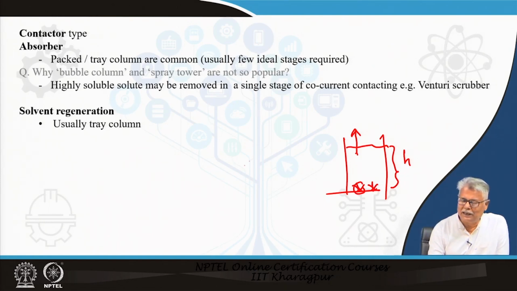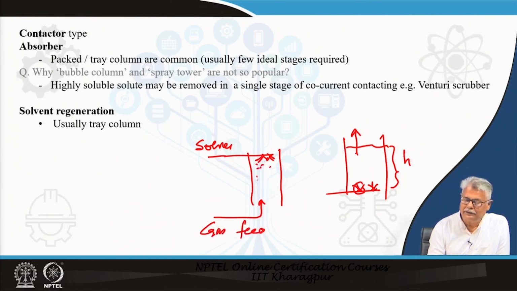Then the other option that you have is basically a spray tower, in which you have the spray of your solvent from the top, and you have the gas feed going up, and you have the droplets of liquid contacting the gas in counterflow. This is also definitely possible, but usually it will have less efficiency. A spray tower may not be a very good option for your absorber in most cases.